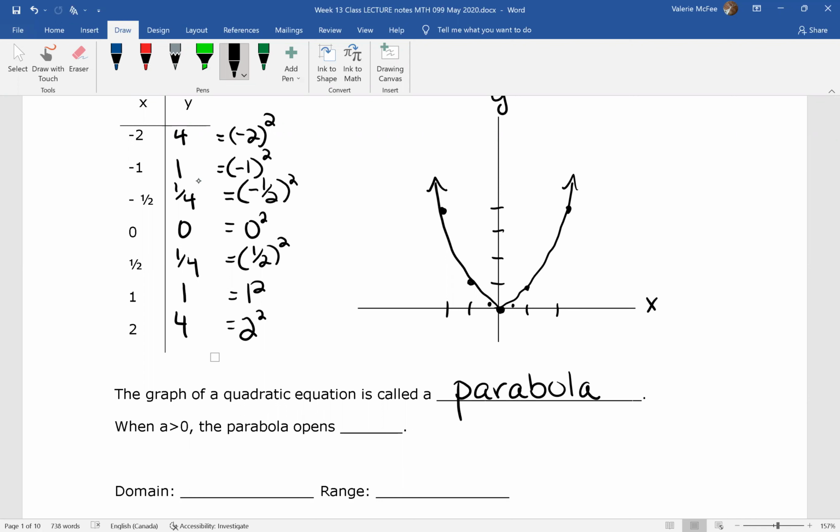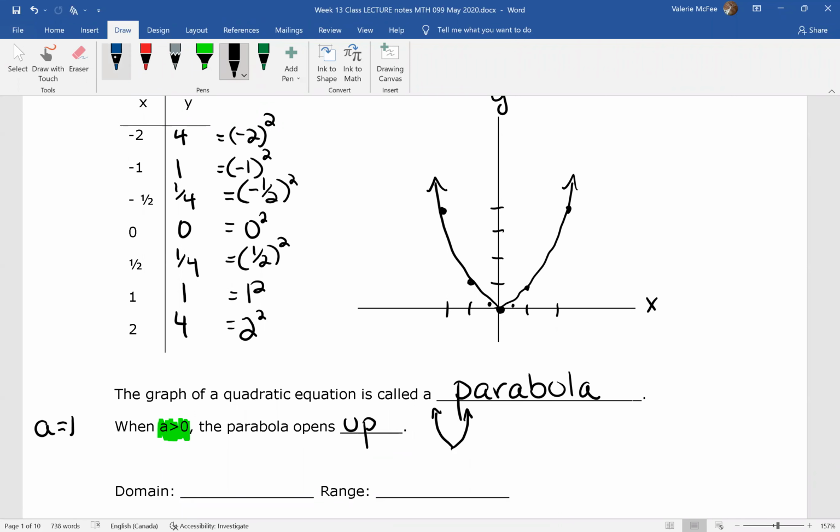Now, remember that for this equation, we let a equal 1. That's a greater than 0. Whenever a is greater than 0, the parabola is going to open up. So we say a parabola opens up if the closed part is at the bottom.